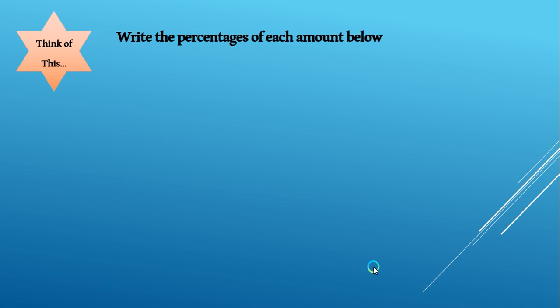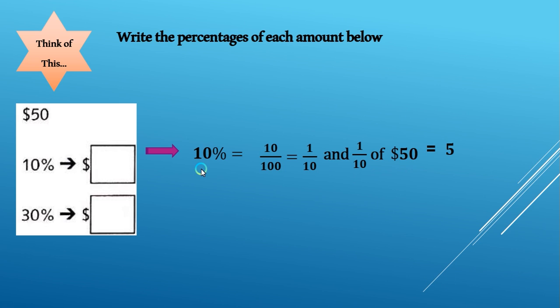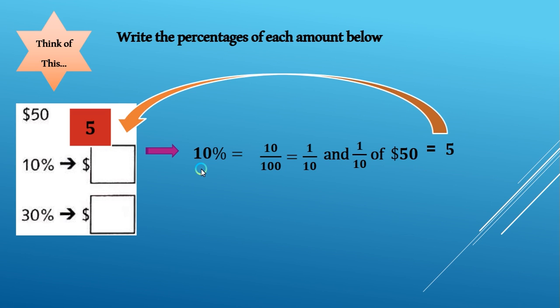So think of this. Write the percentages of each amount below. So we have here $50. And they want to find what represents 10% of $50 and 30% of the same amount, $50. Let us start with the first one, 10% of $50. 10% equals 10 over 100. So I change our percentage to fractions. And after simplifying, I will get 1 over 10. And 1 over 10 of $50 will be 5. So I will get here 5.